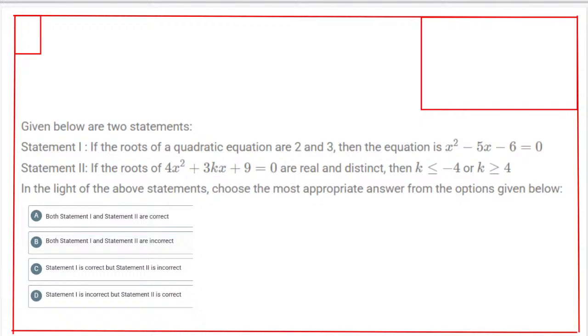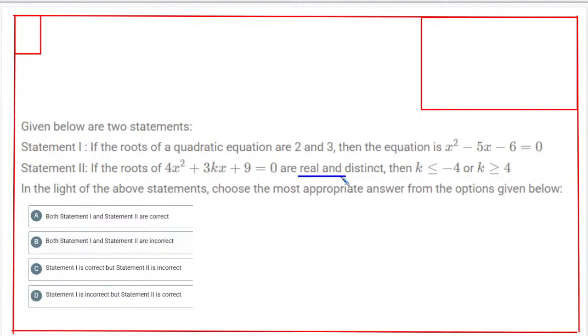Skip the first option. First statement you can easily check. You can just satisfy 2 and 3. Check the second option. Is the second statement true or false? The roots are real and distinct. Okay, so you are saying that the second is correct.